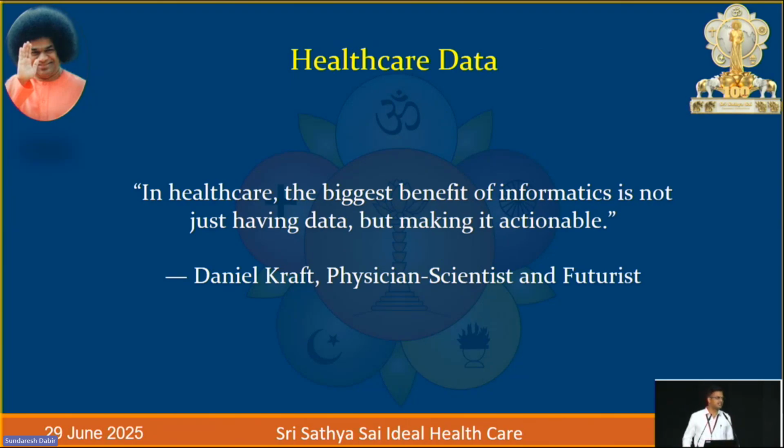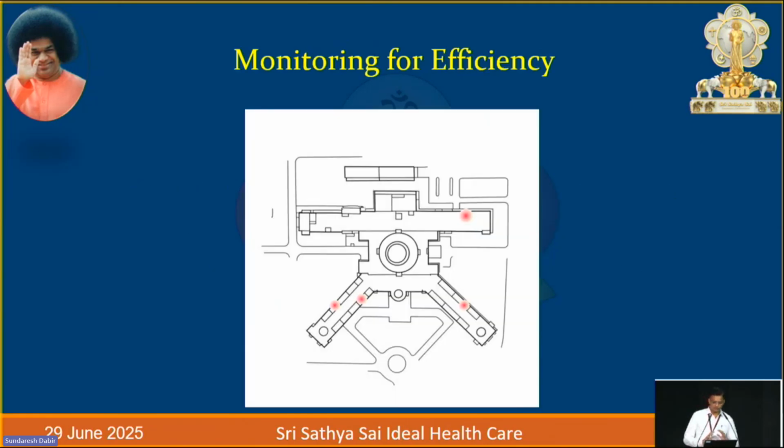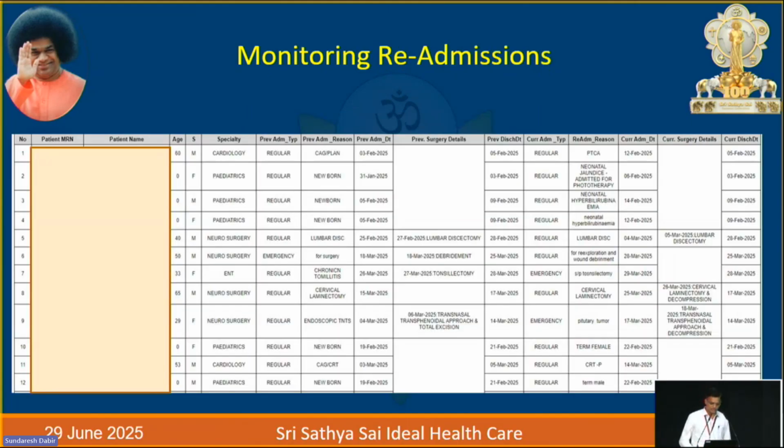So with all this data that is getting generated, what is the biggest benefit of informatics? It's about how we can make this actionable. If this is not actionable, as an IT professional, everybody would say it's junk in and junk out. So it is about how information is utilized and put into action for the benefit of patient care. In the next few slides, I'm trying to highlight what we do for efficient management of patients, be it from the clinical perspective or from an administrative perspective.